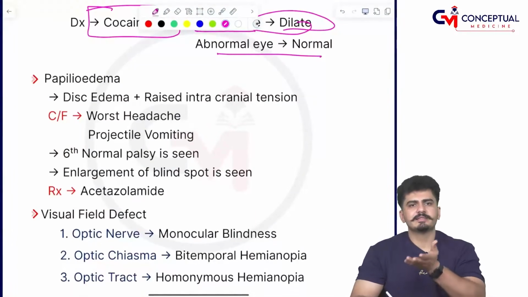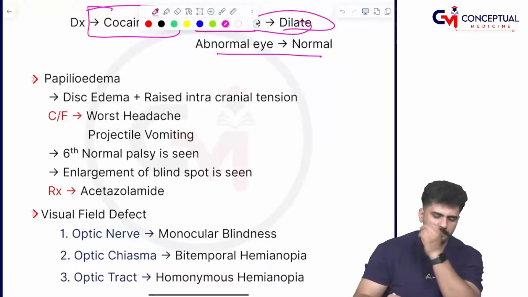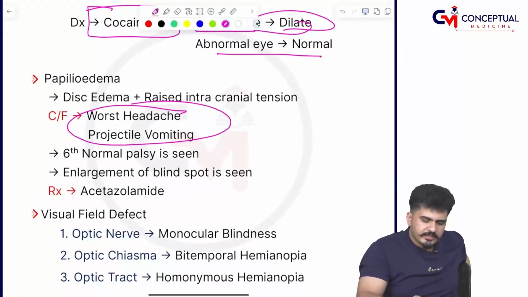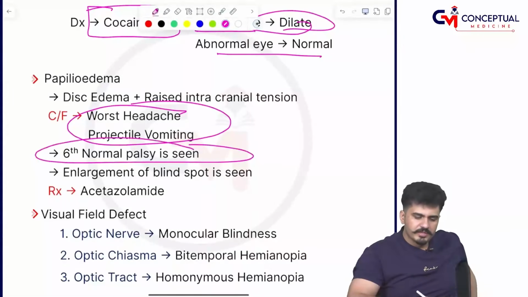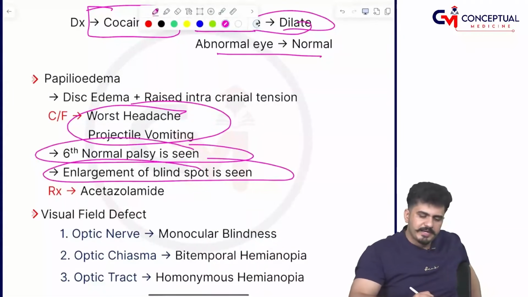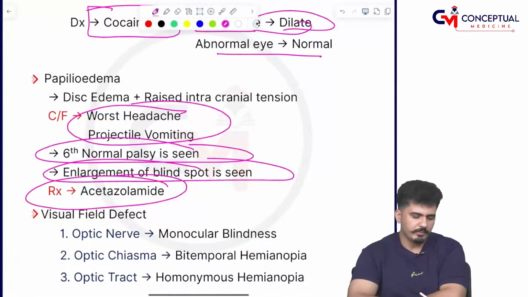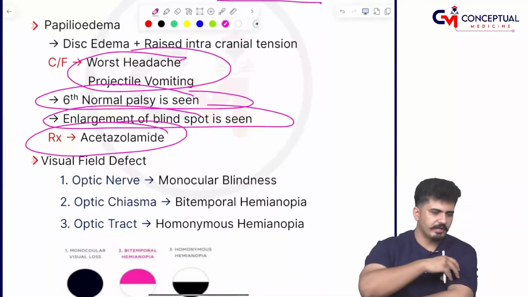Papilloedema, disc edema, raised intracranial tension, worse headache, projectile vomiting, sixth nerve paralysis is seen. Vision is normal. Enlargement of blind spot is seen. Treatment is acetazolamide. Now visual field defect we have to talk about, sir.